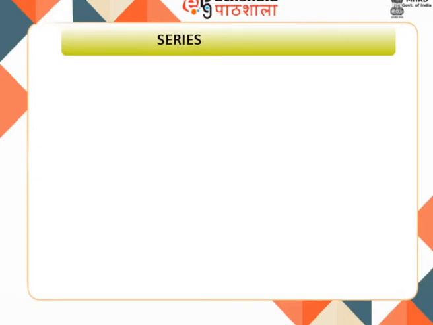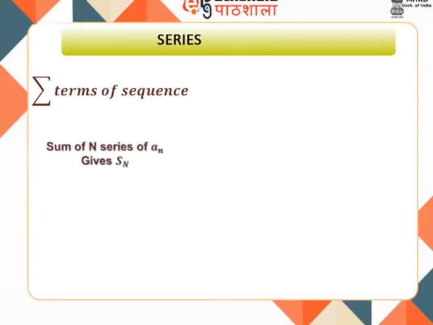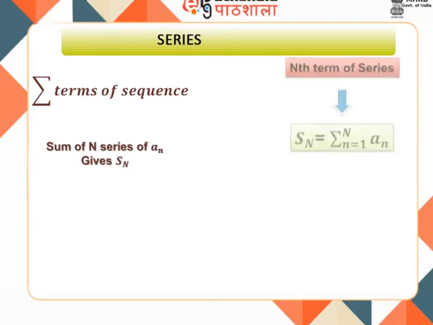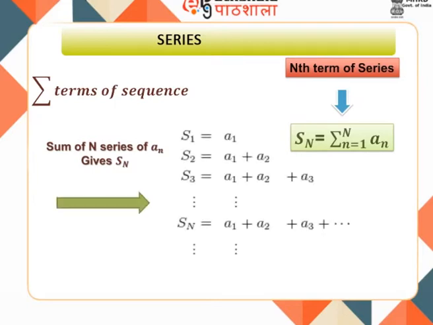A series is, informally speaking, the sum of the terms of a sequence. That is, adding the first n terms of a one-sided sequence forms the nth term of another sequence called a series. Thus, the series of the sequence an results in another sequence Sn given by S1 is equal to a1, S2 is equal to a1 plus a2, S3 is equal to a1 plus a2 plus a3, and so on. We can also write the nth term of the series as Sn is equal to summation of an, where n goes from 1 to n.